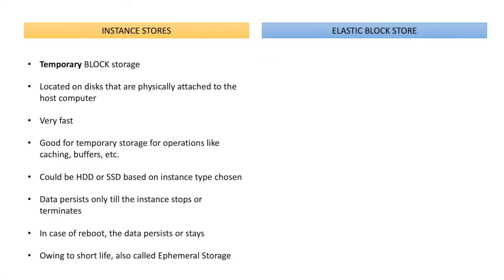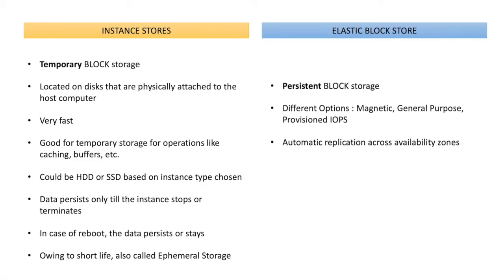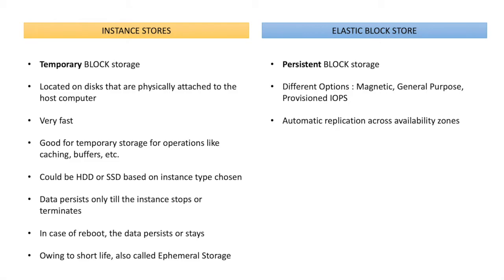The other option is Elastic Block Store. Obviously, you cannot live with a temporary block storage forever. So you want persistence. A persistent block storage is provided using EBS, and you have three options here: magnetic, general purpose, and provisioned, which we are going to discuss in the next slide. But this provides automatic replication across availability zones, so it helps you with high availability.